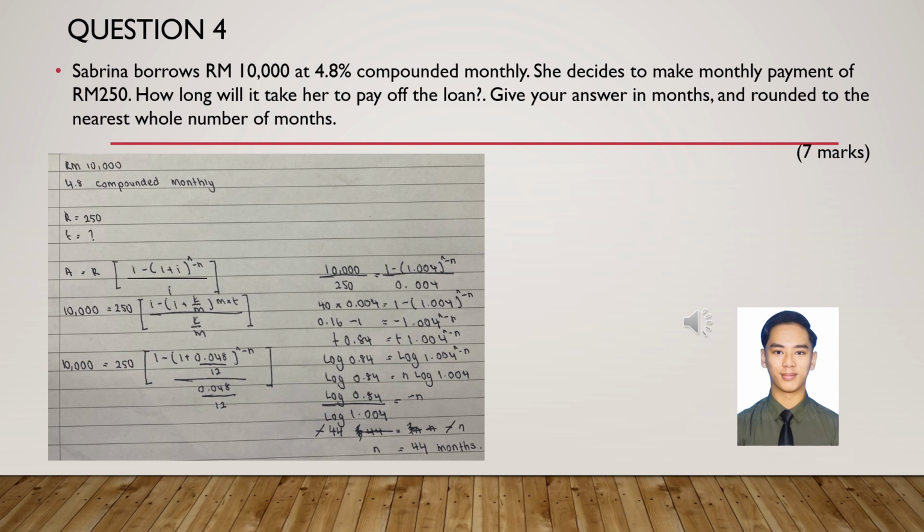Yeah, so the next is log 0.84 equals log 1.004 power negative N. Log 0.84 equals negative N log 1.004. So log 0.84 over log 1.004 equals negative N. So the answer you will get is negative 44 equals negative N. You can just cut the negative. So the last answer you will get is N equals 44 months.